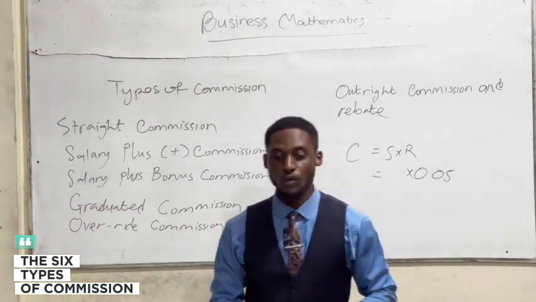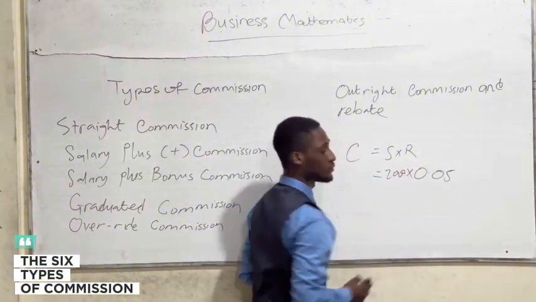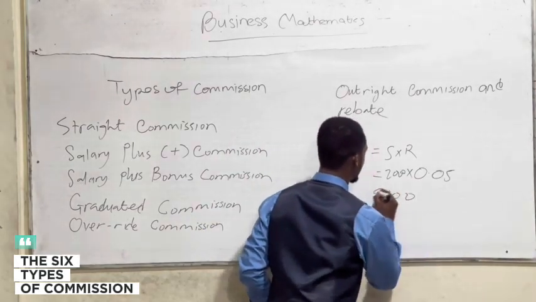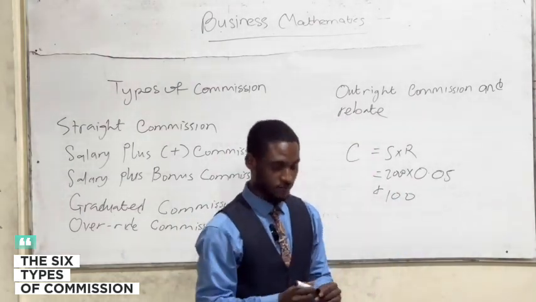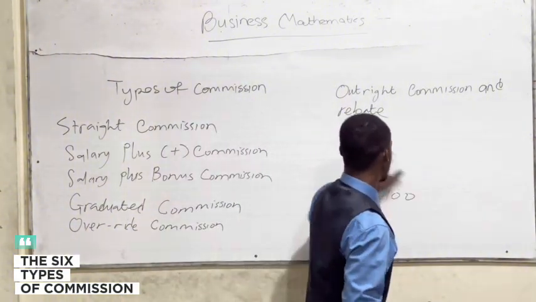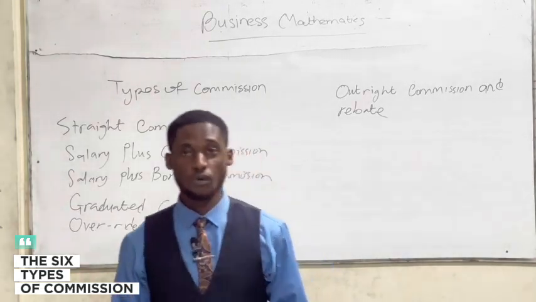And now, what was the sales? 2,000. So now, what will you get? You are going to get 100 cedis. So this is for straight commission.